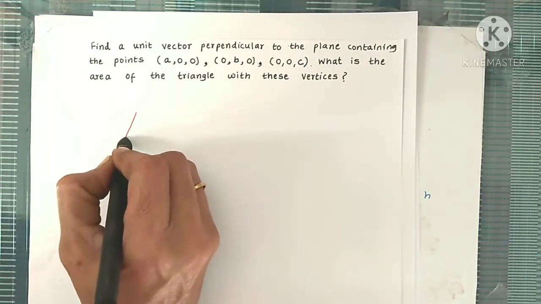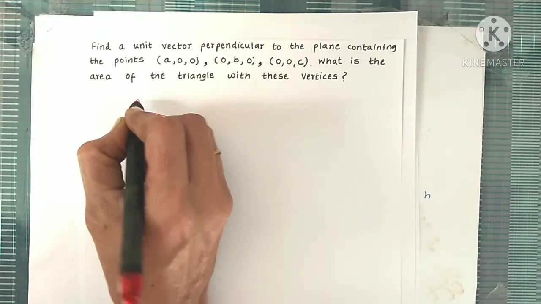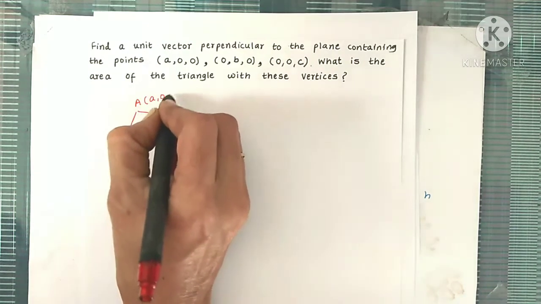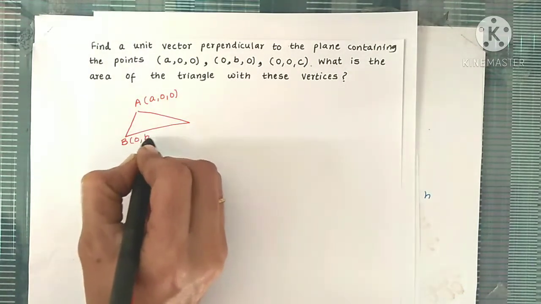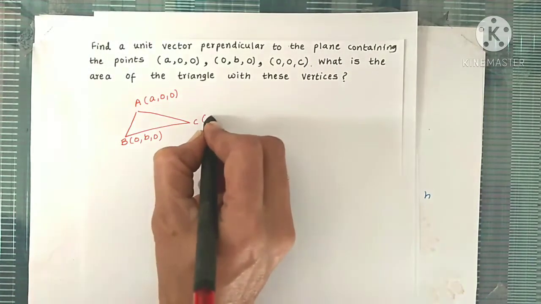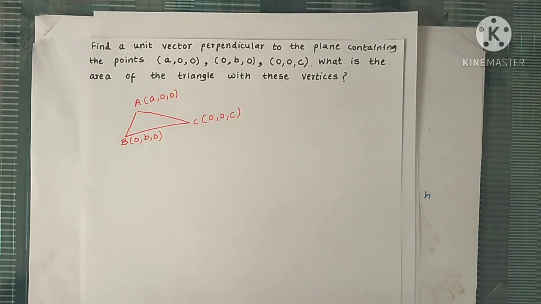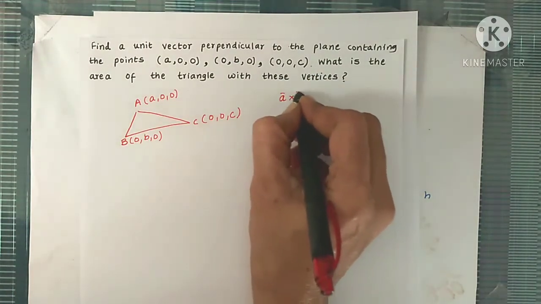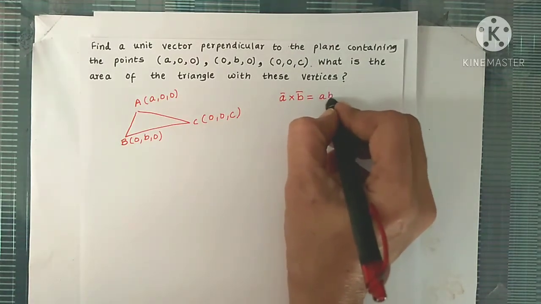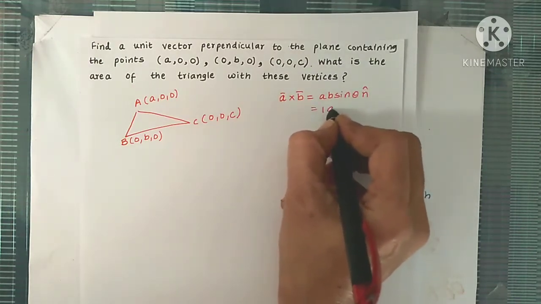So let's draw a triangle first. I am not drawing the x-axis, y-axis or z-axis. So let this point be (a,0,0). The coordinates of vertex B are (0,b,0) and the third vertex C is (0,0,c). First of all, we want a unit vector perpendicular to the plane. So in the cross product we have that n cap. So what is n cap? A bar cross B bar is AB sin theta n cap, and AB sin theta is the modulus of A bar cross B bar.